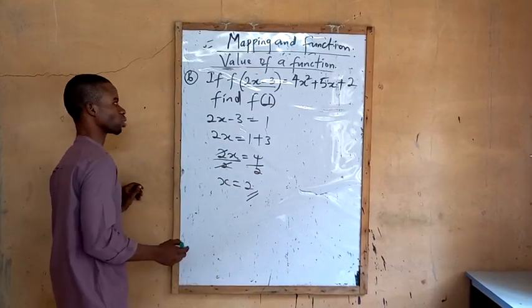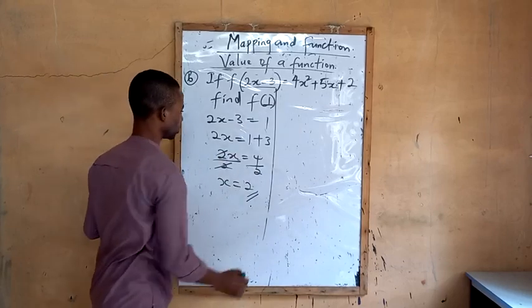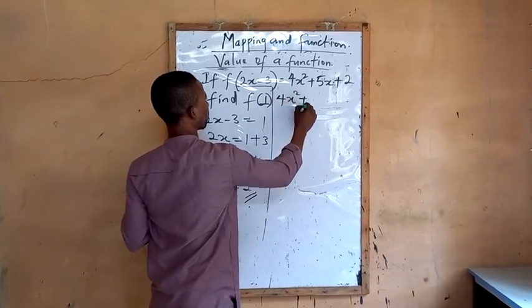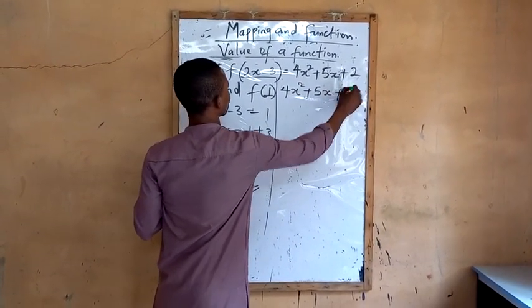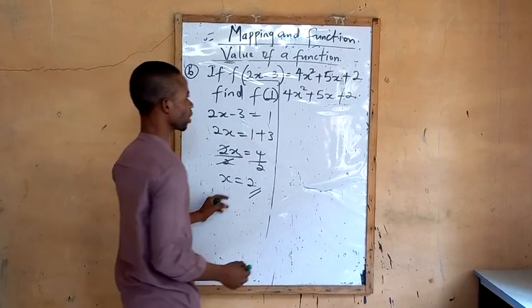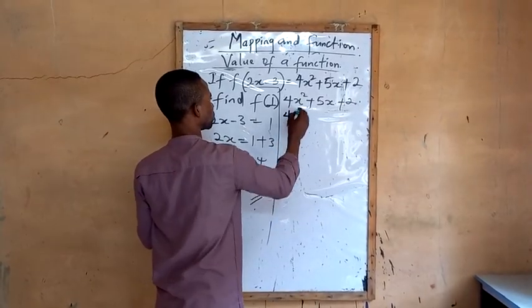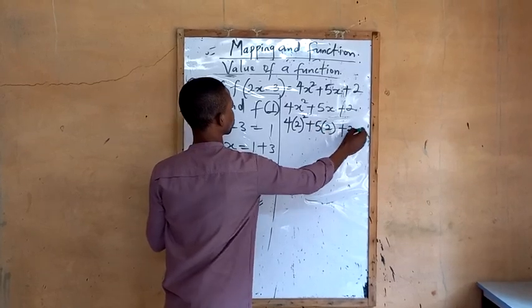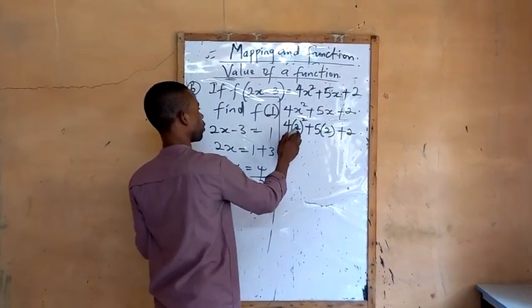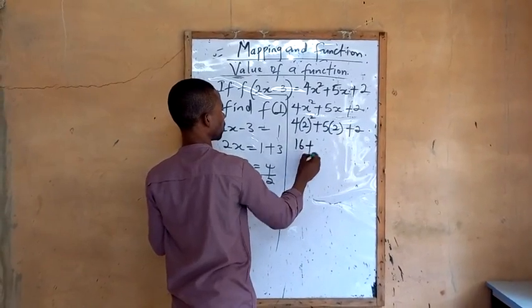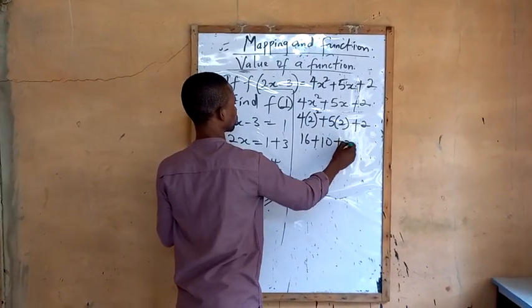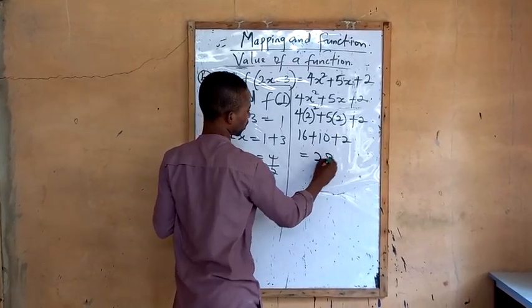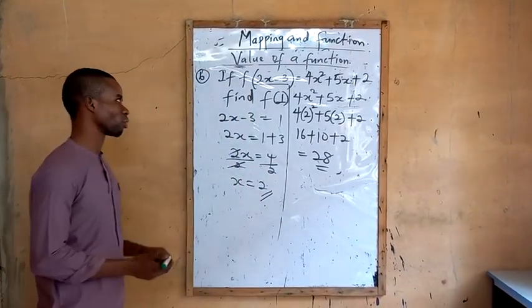Now that I know that x equals 2, I come back to this place that says 4x squared plus 5x plus 2. That shows that anywhere I see x, I'm going to put my 2 now. That means 4 into bracket 2 squared plus 5 into bracket 2 plus 2. 2 raised to power 2 is 4. 4 times 4, 16, plus 5 times 2, 10, plus 2. That is 16 plus 10, 26, plus 2, that is 28. That's the value of that kind of function.